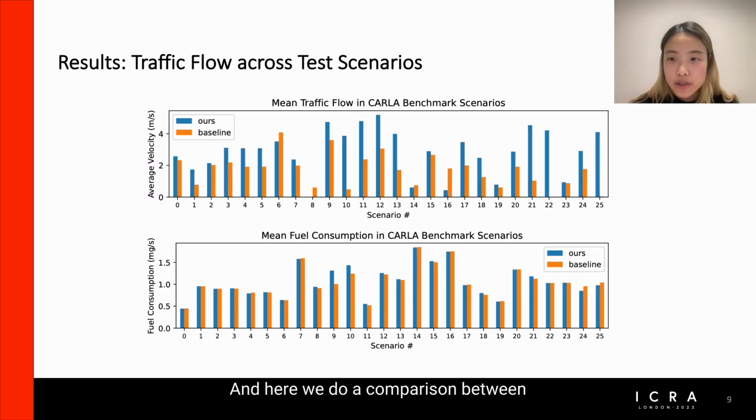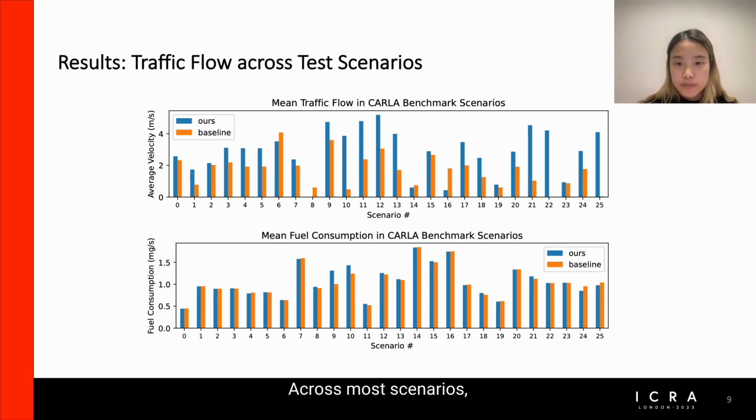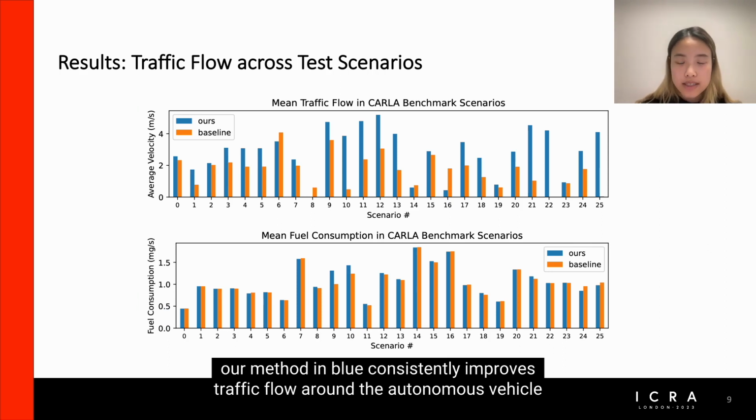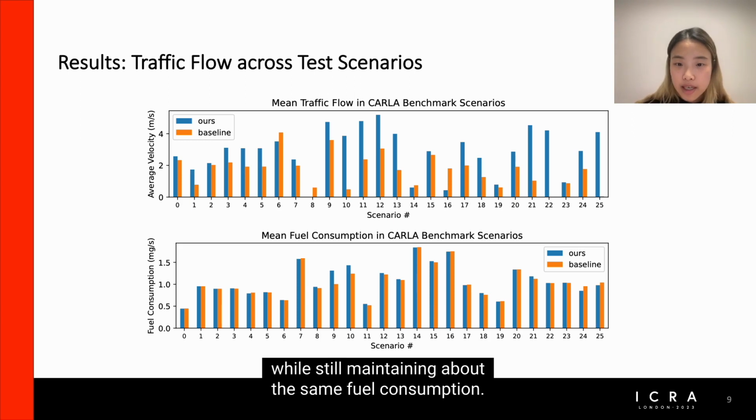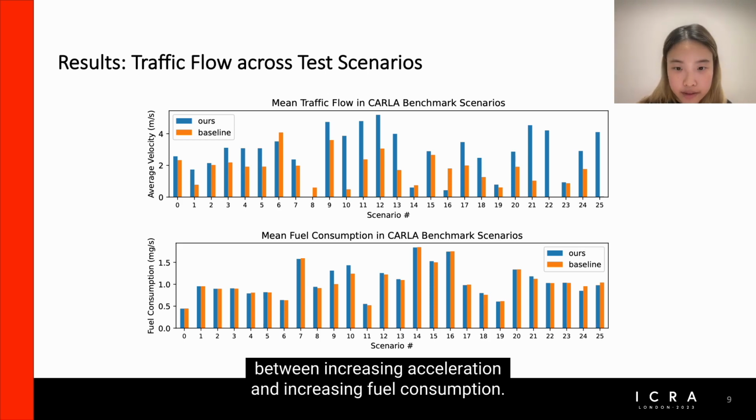And here we do a comparison between average velocity and fuel consumption across 26 ICRA test scenarios. Across most scenarios, our method in blue consistently improves traffic flow around the autonomous vehicle while still maintaining about the same fuel consumption, even though there is a direct relationship between increasing acceleration and increasing fuel consumption.